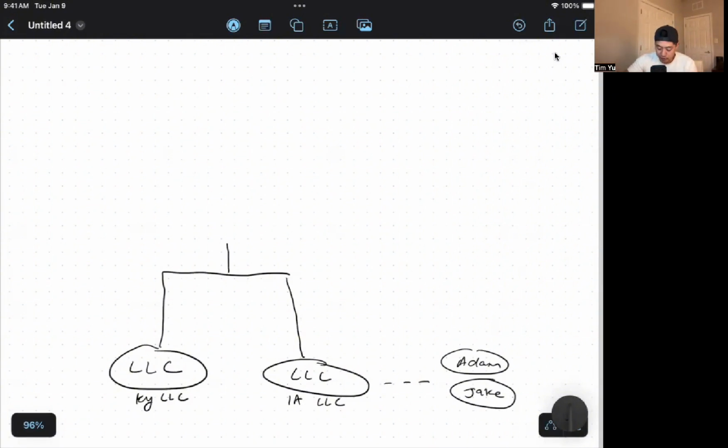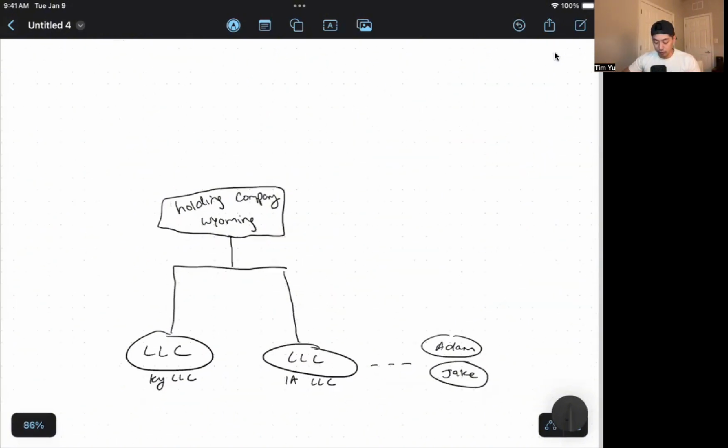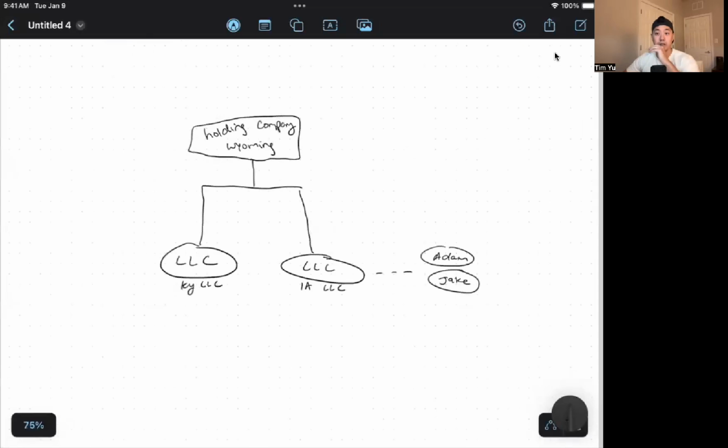And then these LLCs would funnel into a holding company. Usually your holding companies are going to be in Wyoming. The reason why is Wyoming has the best laws for the business owner and for not disclosing a lot of information about you, the owner. So there are a lot of perks to having a holding company LLC out in Wyoming.